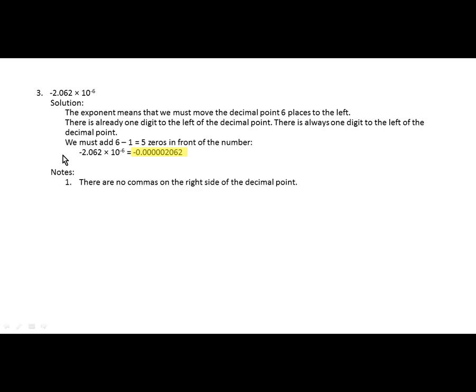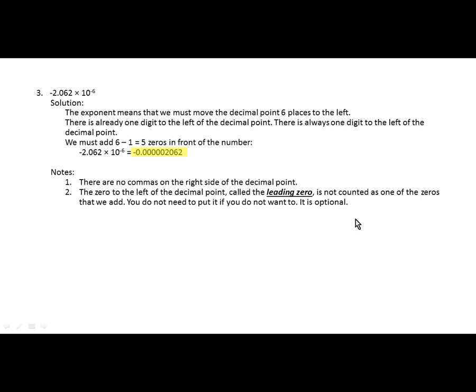So again, the notes: there are no commas on the right side of the decimal point. And number 2, the 0 to the left of the decimal point, called the leading 0, is not counted as one of the zeros that we add. You do not need to put it if you don't want to. It's entirely your choice. I just have a habit of doing it. And remember, the United States uses decimal points, not commas. The rest of the world, where we have a decimal point, they put a comma, and where we have commas, they put spaces.